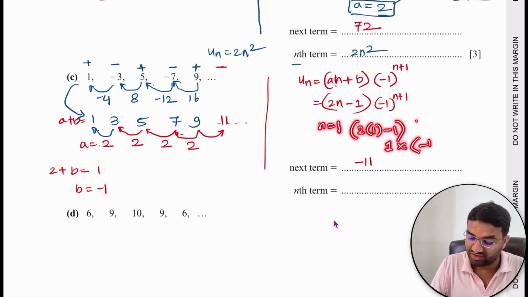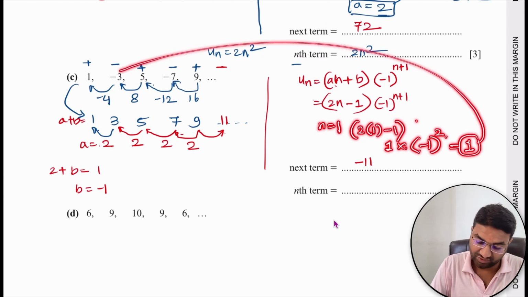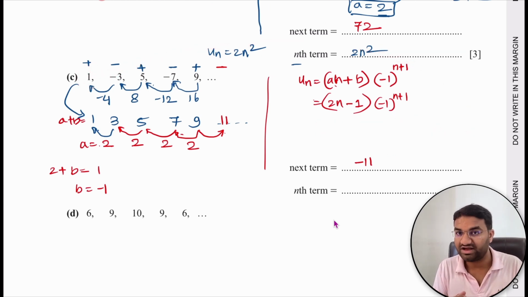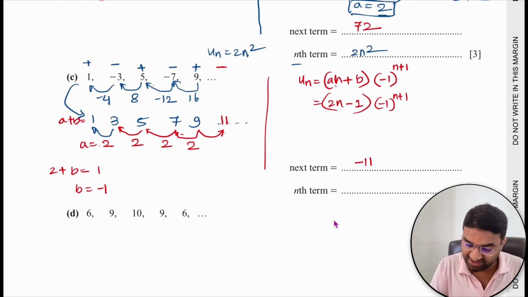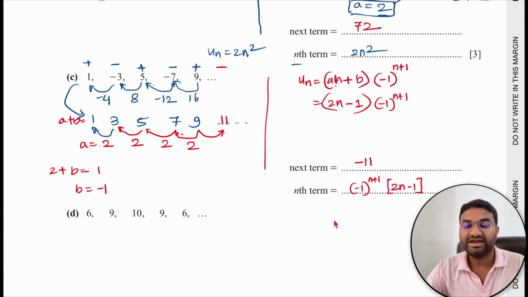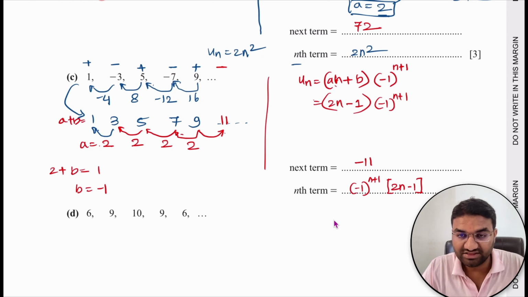And here negative 1 raised to 2 means it's just a 1 we will get, and that is what we have here, isn't it? So this is how we have to cross verify our answers as well. Fine. So the nth term is negative 1 raised to n plus 1 times 2n minus 1. This is how we have to identify the nth term.